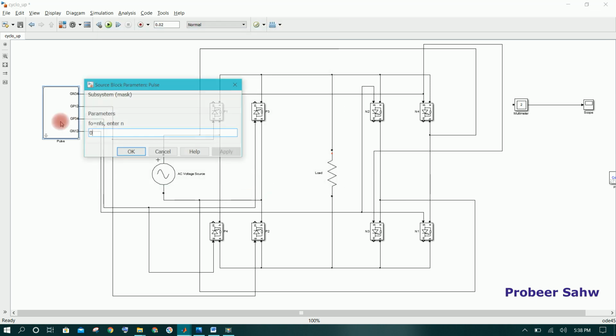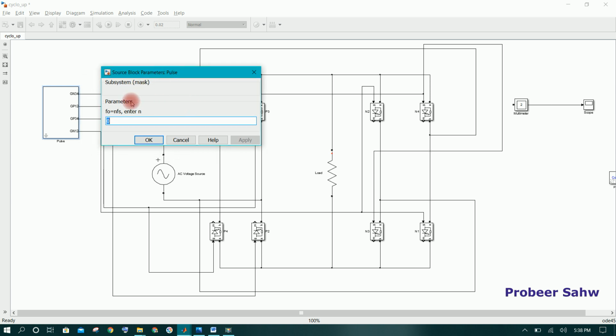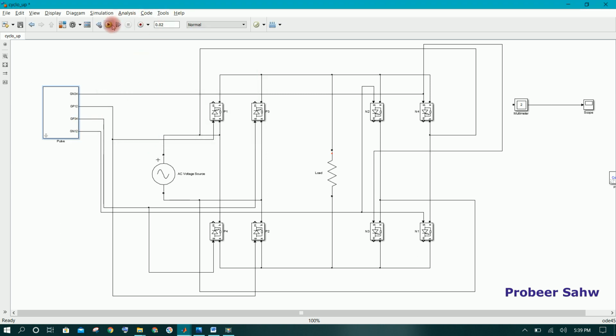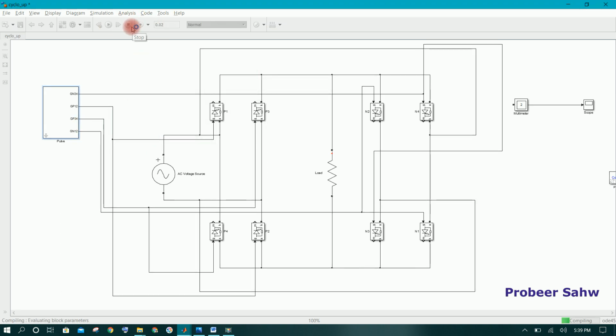Now every time we double click on this subsystem, this dialog box will open with the message: the output frequency is n times the supply frequency, what value of n do you want to set, enter n. So let us try this once again. Let the output frequency that we want to obtain be 4 times the supply frequency. So we enter 4 and we run this simulation.